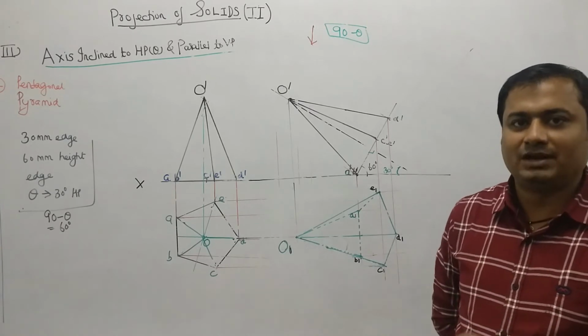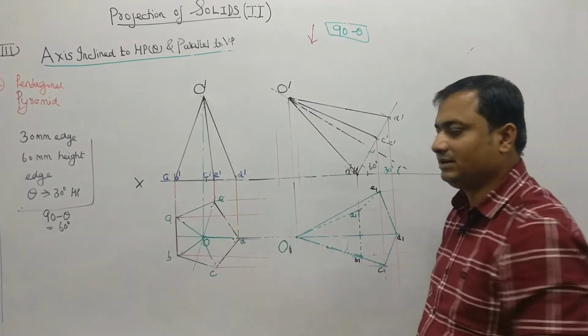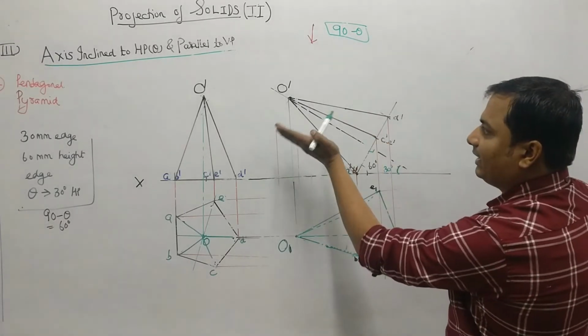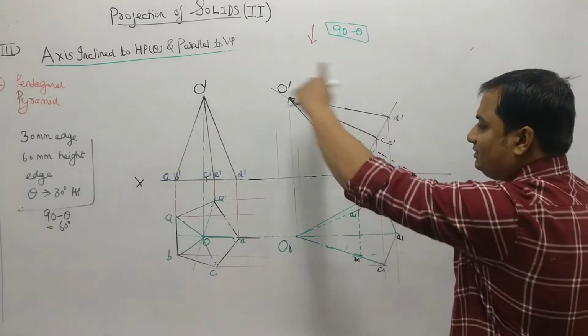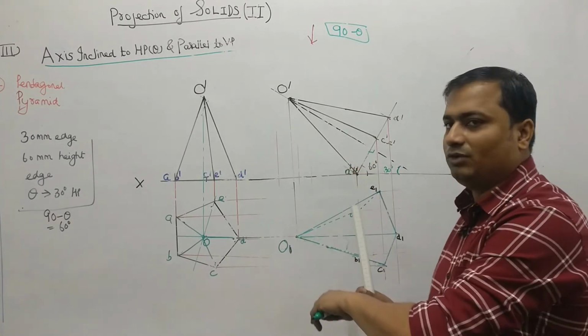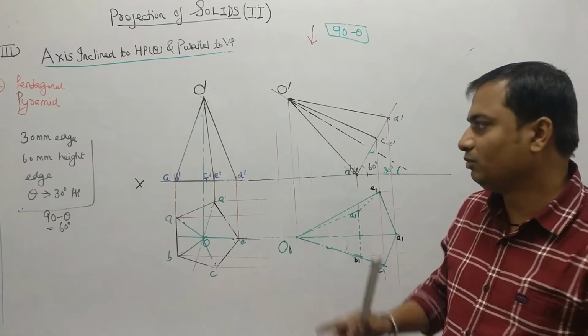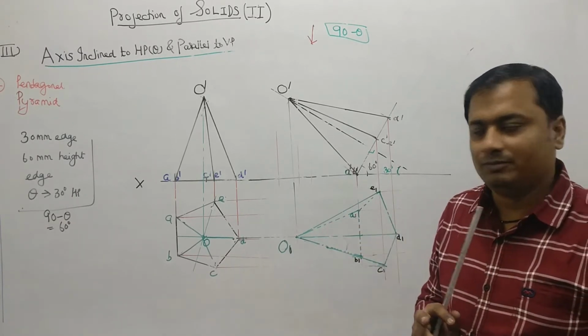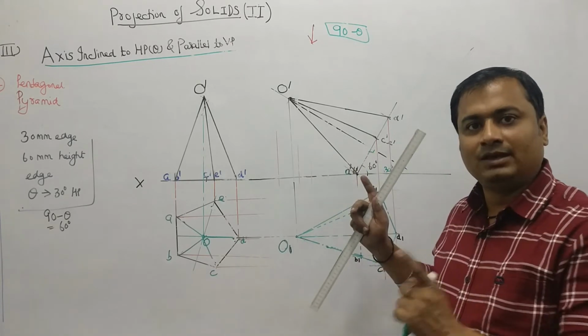If the pentagonal pyramid is resting on HP with theta 30 degree inclined with the HP, resting with the edge, so this will be inclined anti-clockwise like this. So this is the solution for the pyramid. I have drawn it on that prism only, but you have to make it separate. So don't do like this. I have just made it for understanding the second problem. You have to make the pyramid problem like this.